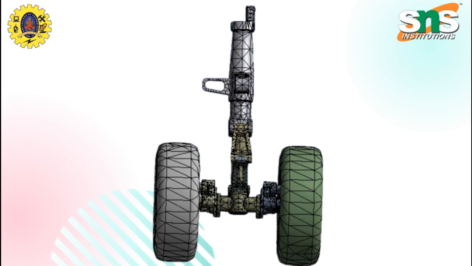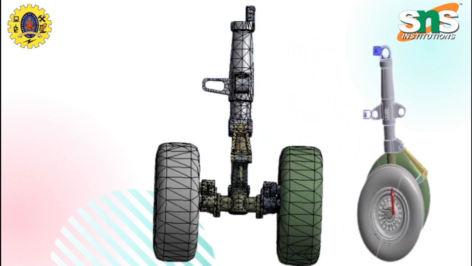Sixth step, apply boundary conditions. The boundary conditions such as fixed support or prescribed displacement can be applied to the nodes of the mesh to simulate the real world conditions under which the landing gear will operate.